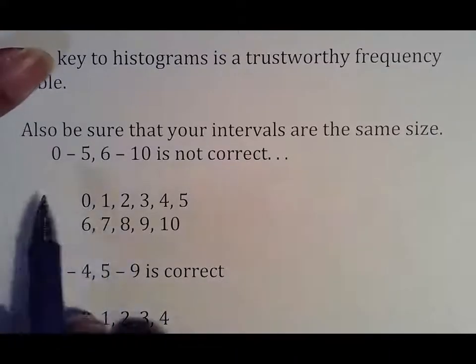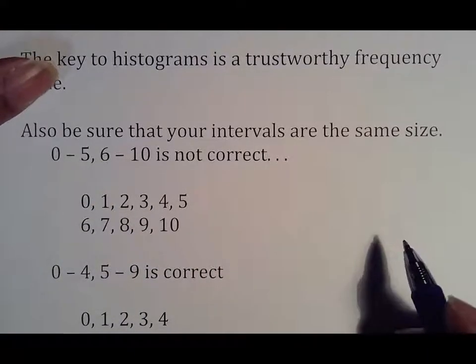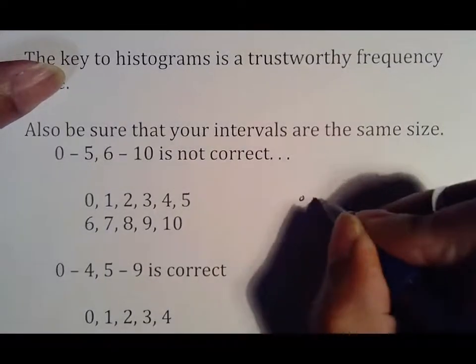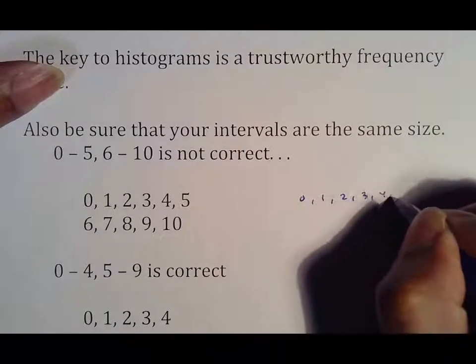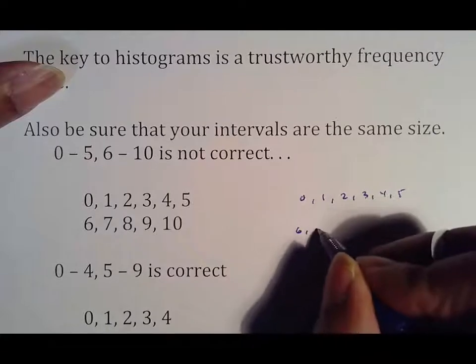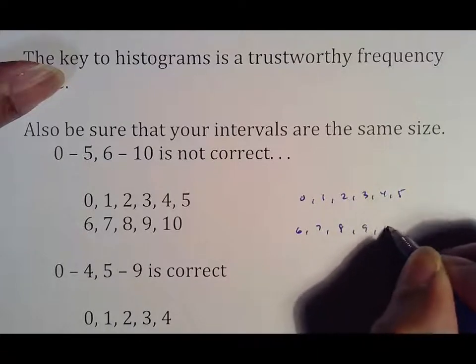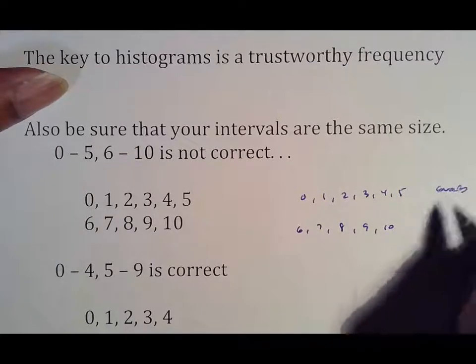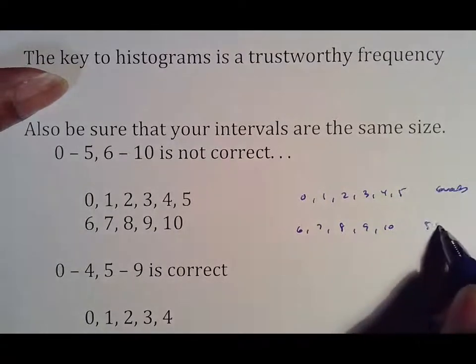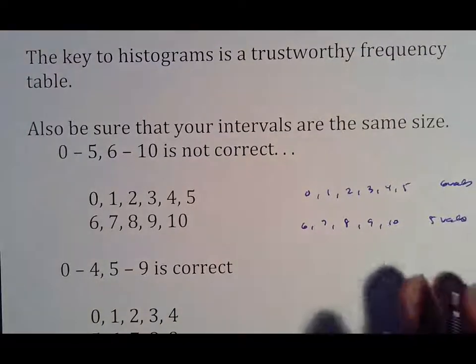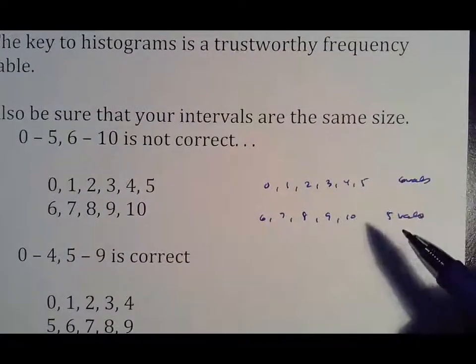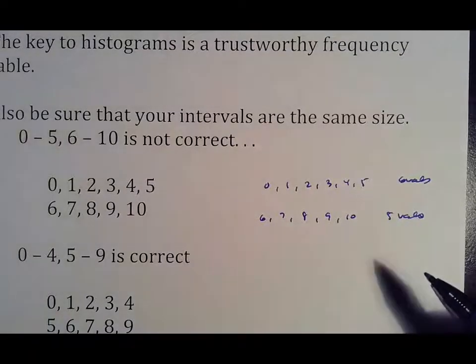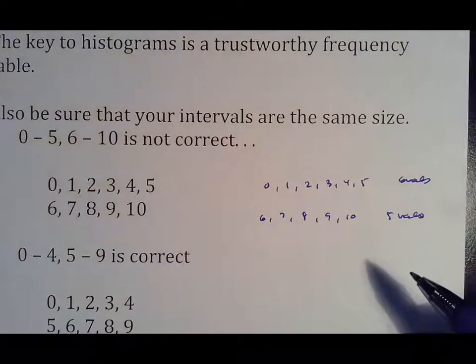So if you went 0 through 5 and 6 through 10, that is not correct. Only because 0 through 5, as I'm writing over here, and 6 through 10, this has 1, 2, 3, 4, 5, 6 values. This has 1, 2, 3, 4, 5 values. And you can't have a range in which they are different sizes. Notice I went 0 through 9, not 0 through 10, because that would actually be 11 values. But again, 0 through 9, 10 through 19, and so on.